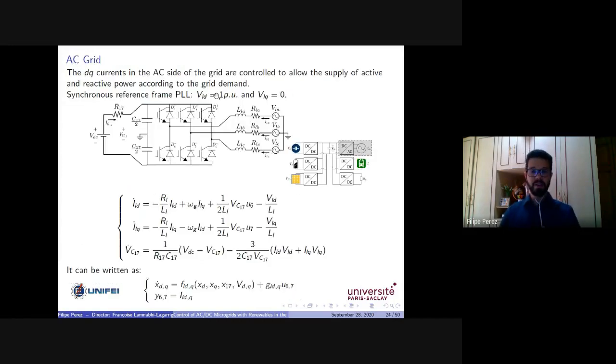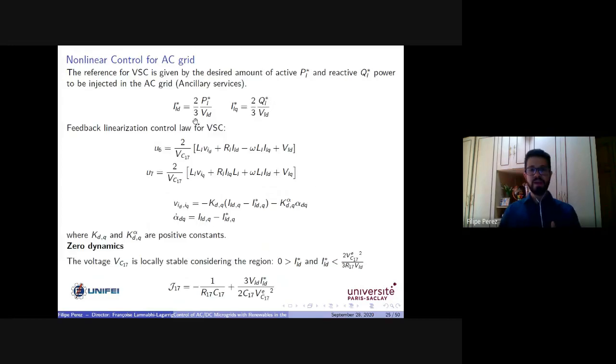The AC grid is connected via a voltage source converter, where we use a synchronous reference frame PLL. So with that, we may obtain, from the voltage of the grid, the main grid, modeled as a strong grid, which means the infinite bus, 1 per unit of VD, and VQ is equal to 0. So the target here is to control the currents, which are the direct and quadrature currents of the VSC converter, such that we may provide ancillary service to the grid.